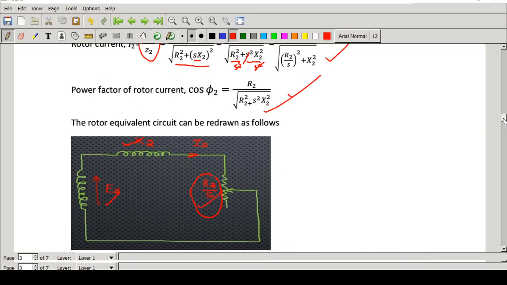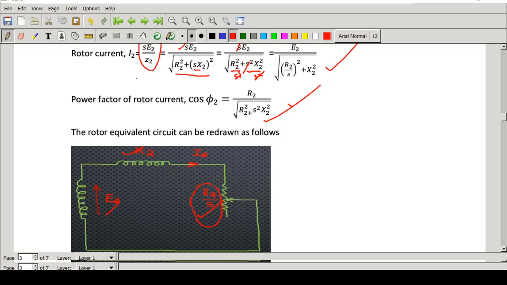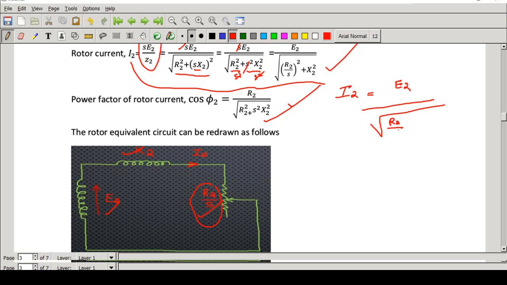See here the expression which we are getting. What is the expression for the current I2? I2 is equal to E2 by square root of R2 by S the whole squared plus X2 squared. Actually, this circuit diagram represents this equation. This equation is represented here.